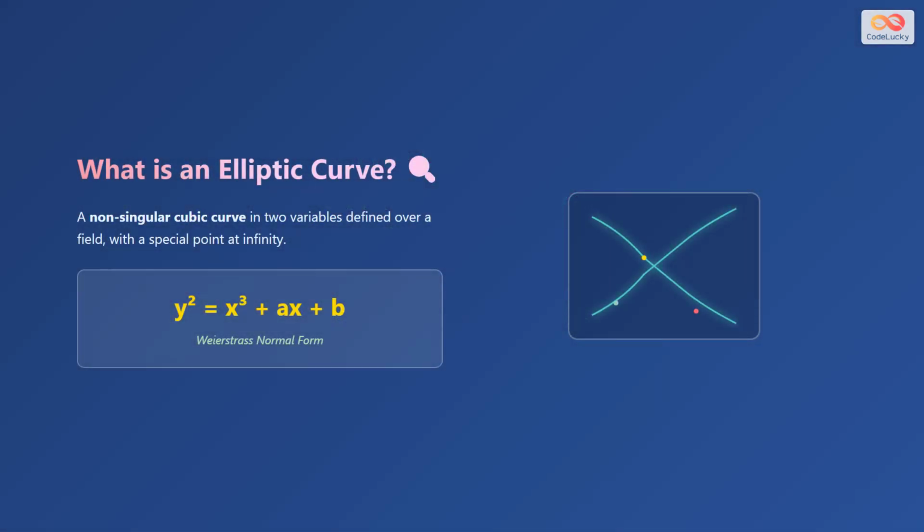So, what exactly is an elliptic curve? An elliptic curve is essentially a non-singular cubic curve in two variables defined over a field, and it has a special point at infinity. Non-singular means that the curve has no cusps or self-intersections. Typically, we represent an elliptic curve using the Weierstrass normal form, which is given by the equation y squared equals x cubed plus a times x plus b. Here, a and b are constants that determine the specific shape and properties of the curve.